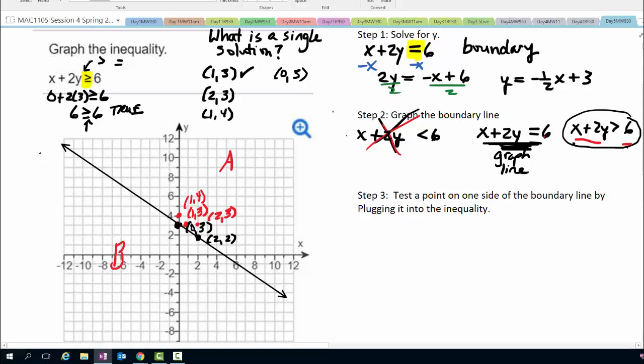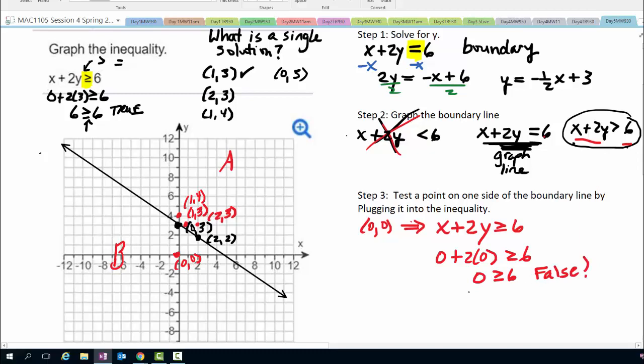Okay, but in general, you don't have points that you've already figured out. So what do you do in general? You test a single point. Most people test the point 0,0 because it's easy to plug in. But you plug in, say, the point 0,0 into your original inequality x plus 2y greater than or equal to 6, and you see if it makes a true or a false statement. What do we expect it to do? False, because 0,0 is in B, right? Which we know is not going to be the side that we're getting. But if we didn't know, we would plug in 0,0, and we'd get 0 greater than or equal to 6, which is false.